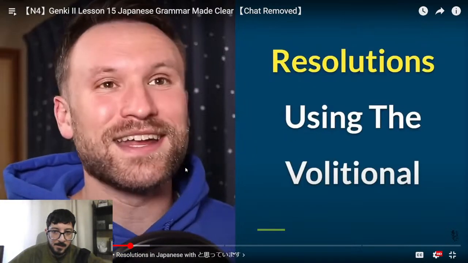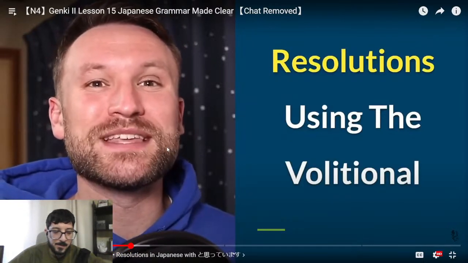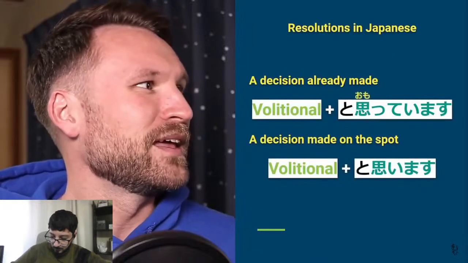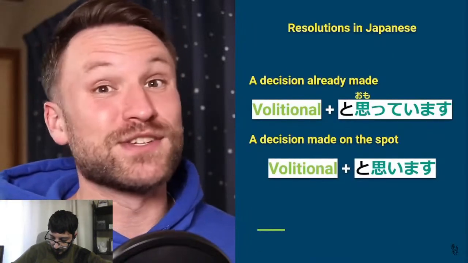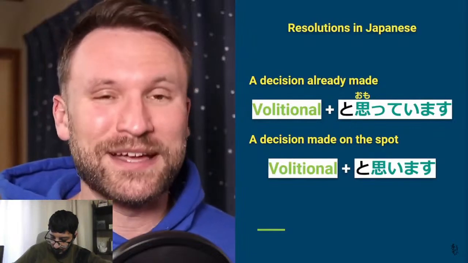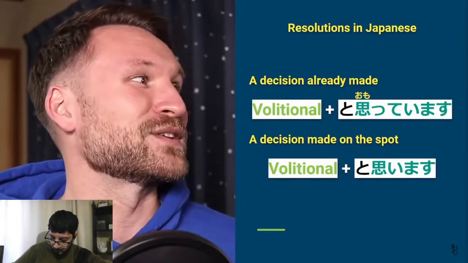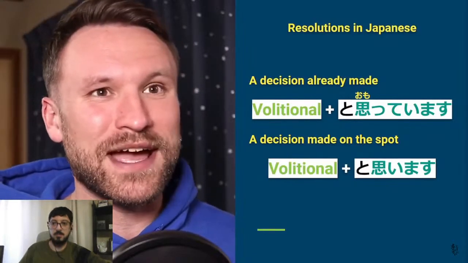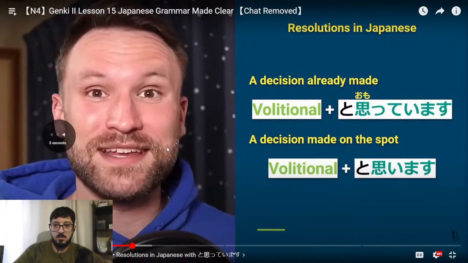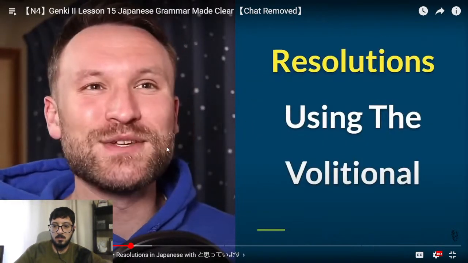All right, our next section is resolutions using the volitional. This is also a very, very simple section. First, you need the volitional form. You just learned how to make that. If you didn't, click back on the timestamp if you're watching this in the replay, and you can learn how to make that. So you take the volitional form, which you just learned how to make, and you add と思う. Simple section, resolutions using the volitional.